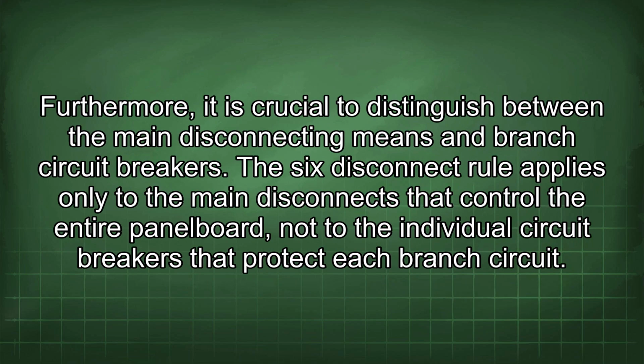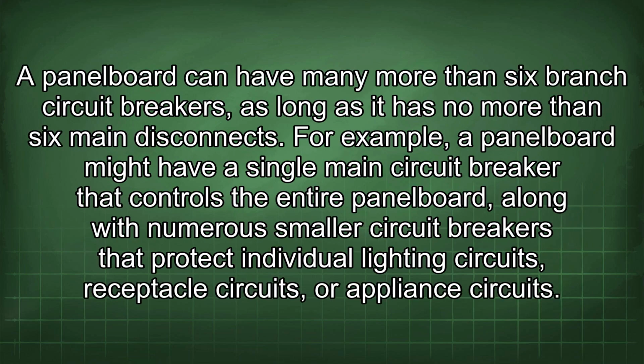Furthermore, it is crucial to distinguish between the main disconnecting means and branch circuit breakers. The 6 disconnect rule applies only to the main disconnects that control the entire panel board, not to the individual circuit breakers that protect each branch circuit. A panel board can have many more than 6 branch circuit breakers, as long as it has no more than 6 main disconnects. For example, a panel board might have a single main circuit breaker that controls the entire panel board, along with numerous smaller circuit breakers that protect individual lighting circuits, receptacle circuits, or appliance circuits.